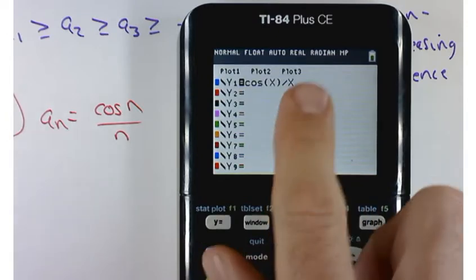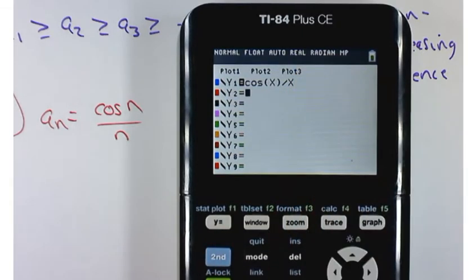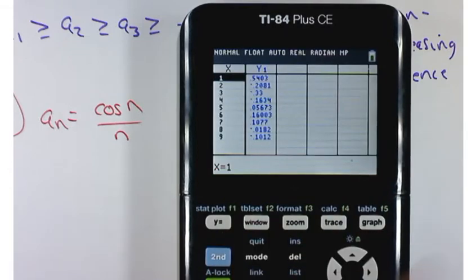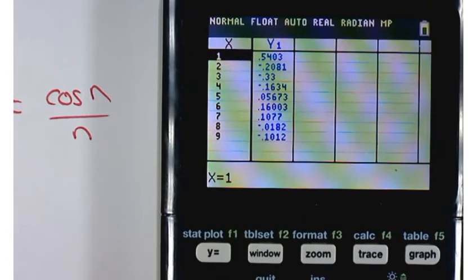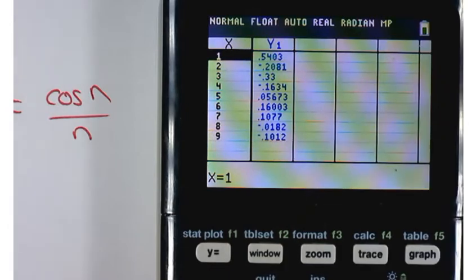Make sure that you're in radian mode, not degree mode. Calculus is done in radians. If we go to our table, take a look at the values for y. Are they always decreasing? Are they always increasing? Or what's going on?